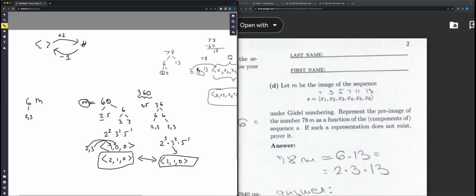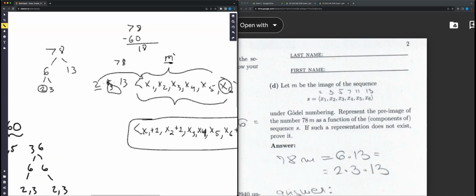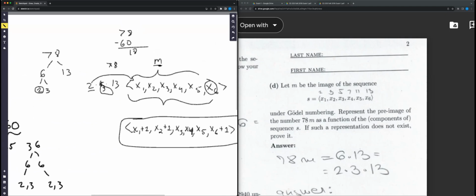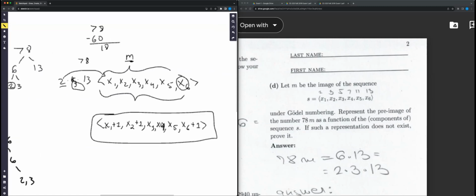So what did we do? We took M, which already was a sequence, and put 6 into it, figuring out a way to put the 2 and the 3 in. That's basically what's happening here. M is a number, and this is the sequence for the number, but we want to do 78M. So all we're doing is introducing another 2, another 3, and another 13. Where do 2, 3, and 13 go? They go in the first position, the second position, and the 6th position. And therefore, this is the answer.